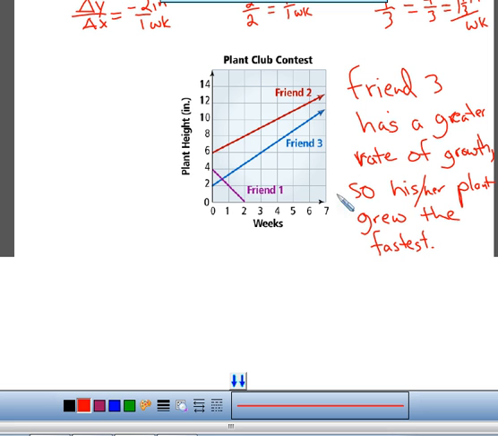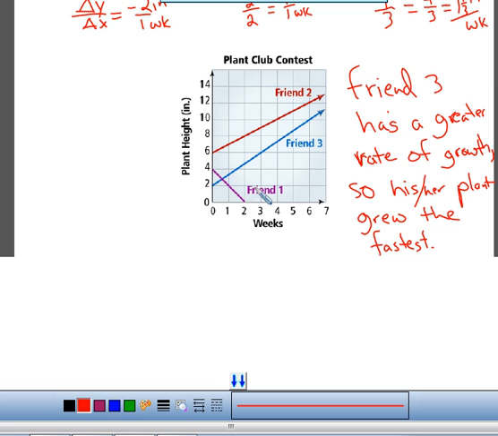Okay. Now, if I'm looking at the graph, I could actually tell that by looking at the steepness of the line. Friend 3 is the steepest. Friend 1 is actually leaning or slanting the other way. What does that mean? It's a negative slope. So obviously this plant was dying, because I don't know if it can grow negatively. So the plant must have been dying, and that's why that happened. All right, so that's one example.